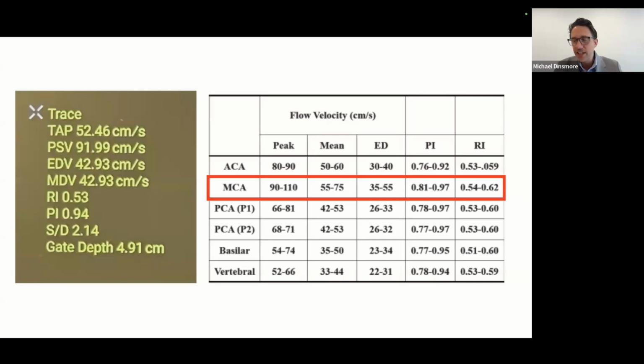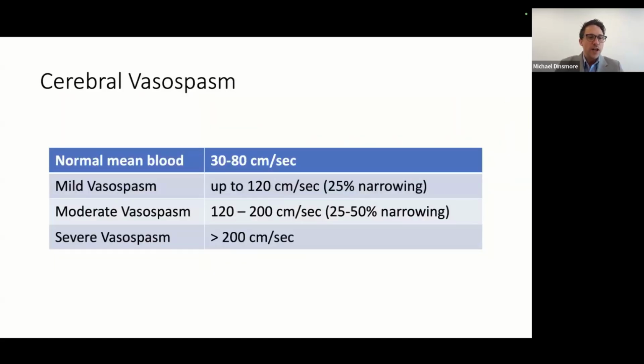And then we can take these numbers and use the absolute number to tell us if the patient's having vasospasm. Okay. So we've looked at this a lot after subarachnoid hemorrhage or after neurointerventional procedures or in the ICU, and a direct number will give us: normal mean blood flow 30 to 80, mild vasospasm up to 120, moderate 120 to 200. Anything above 200, we can just say is severe vasospasm. And again, the cool thing about using this technique is we can give treatment or monitor the patient over time and see if it's getting worse or getting better with treatment. So it's a good modality for that.